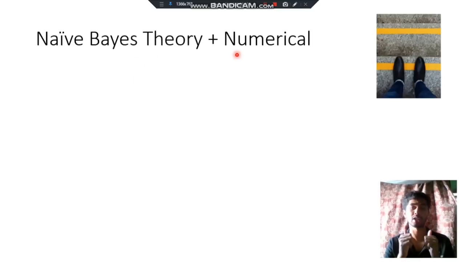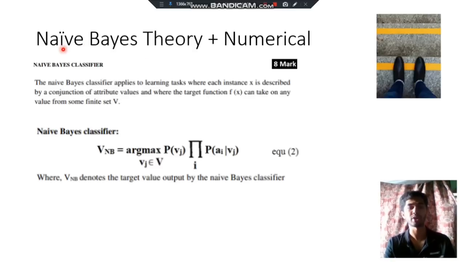For the numerical, I've made a video where I've explained the previous year questions' answers. And for naive Bayes theory, it's a classifier which calculates the probability based on the attribute values. That is what is called the naive Bayes theorem. And for this, you have to remember V_NB. V means P of V, and the product of P of a given V. That's all. This is the target function we get for naive Bayes.